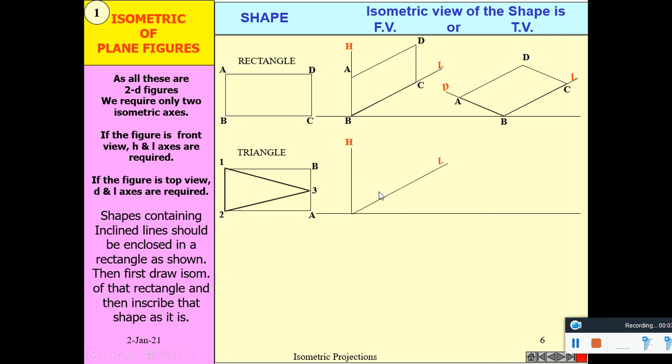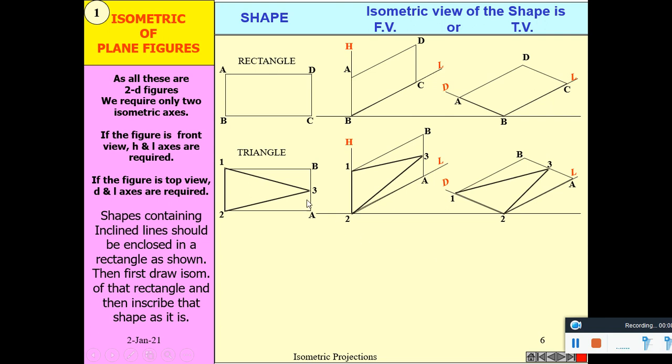Now the rectangle is drawn as front view and this triangle is inserted here. That is the method of drawing a triangle. In top view, first of all draw the rectangle in top view, then insert the triangle in it. So here the distance B3 is marked as B3 here, B3 again marked as B3 here, and so on.